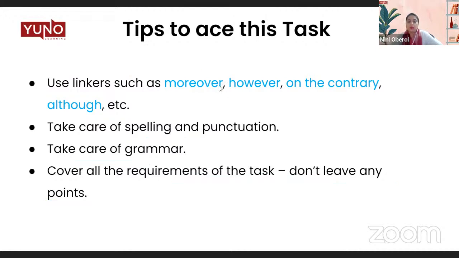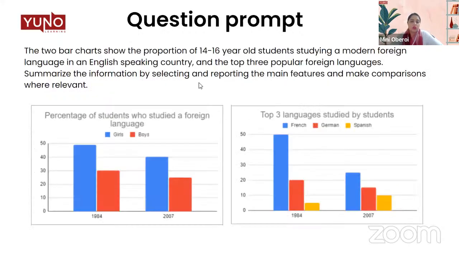So when you're given a visual input, you must give a response to each and every element given to you in the report, right? Let's have a look at this question. The two bar charts show the proportion of 14 to 16-year-old students studying a modern foreign language in an English-speaking country and the top 3 popular foreign languages. Summarize the information by selecting and reporting the main features and make comparison where relevant.